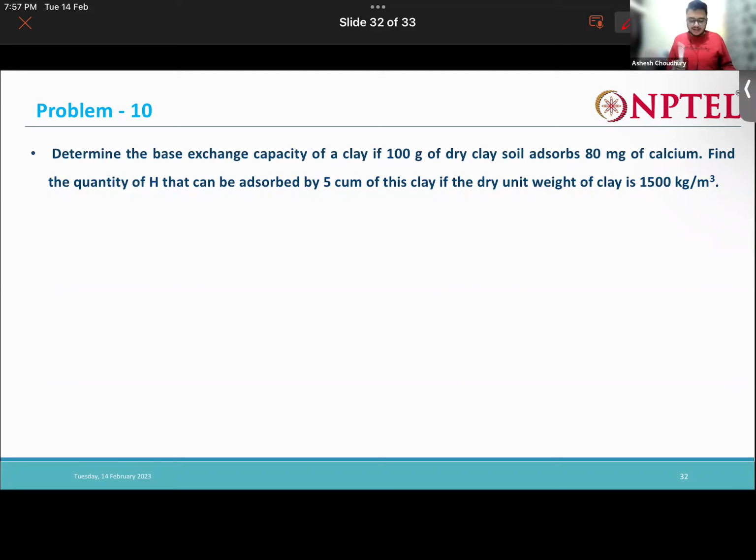Actually, that should be none of these, none of the above. But in the answer key, I think it is B or C. I forgot, I don't remember. So let us solve this problem and end today's discussion.